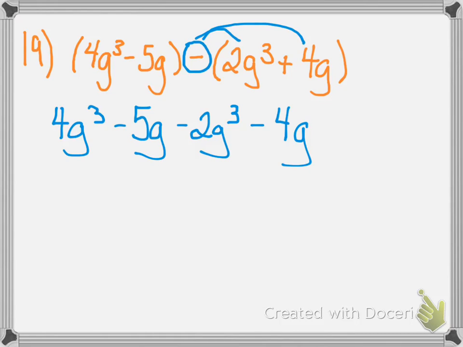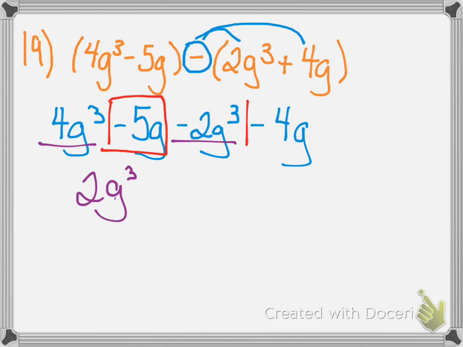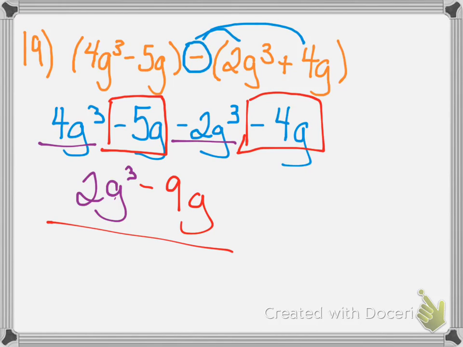Now you go through and you combine your like terms. So 4g to the third and negative 2g to the third. That gives you 4 minus 2, which is 2, and then g to the third. Then you look at negative 5g and negative 4g. So negative 5 minus 4 is negative 9, and then bring your g. This is your final answer.